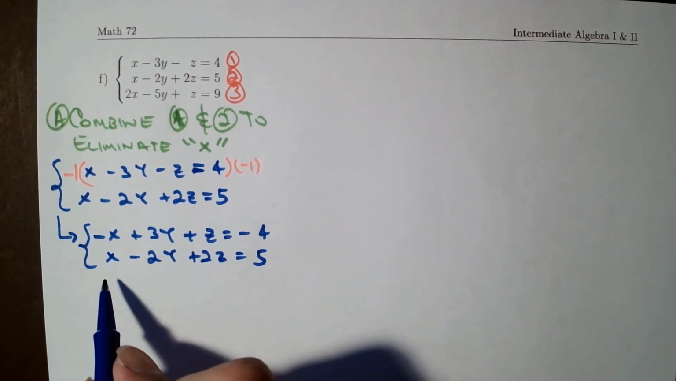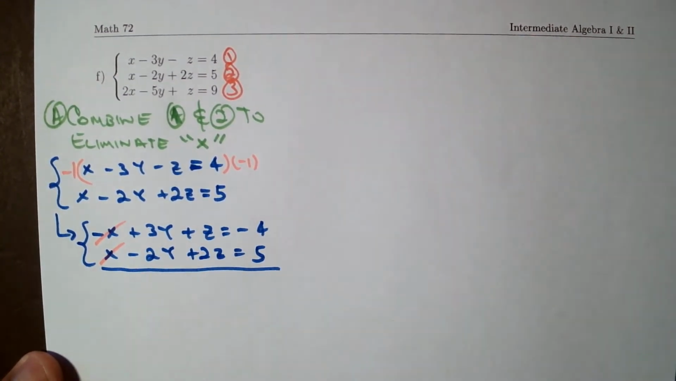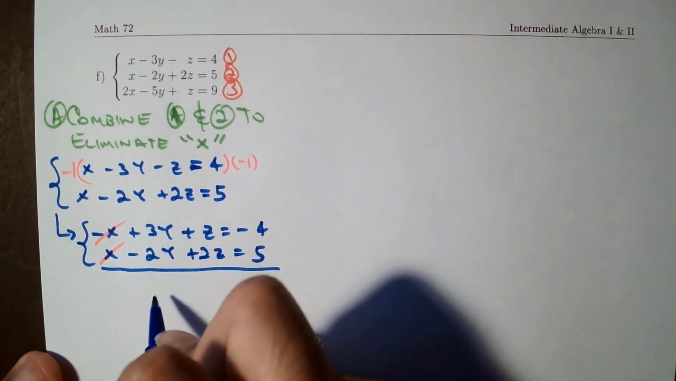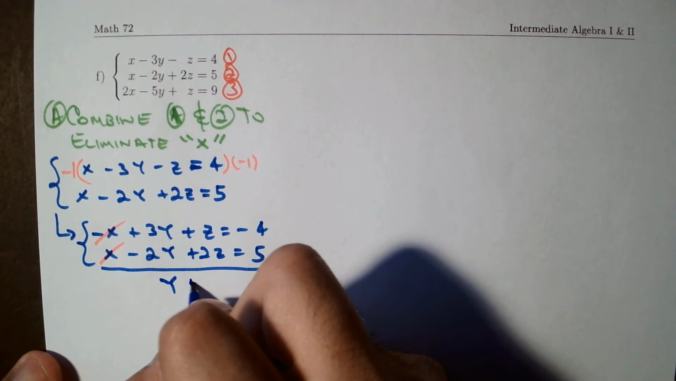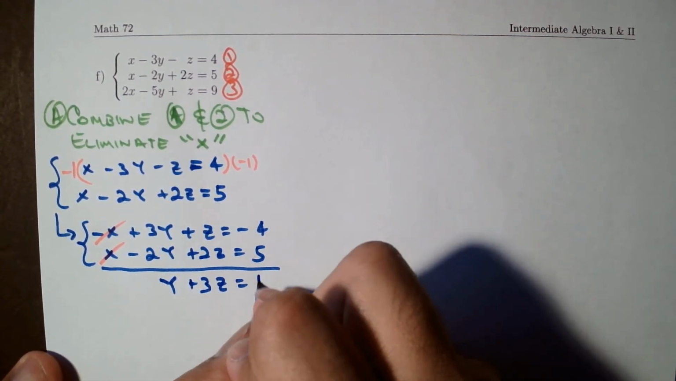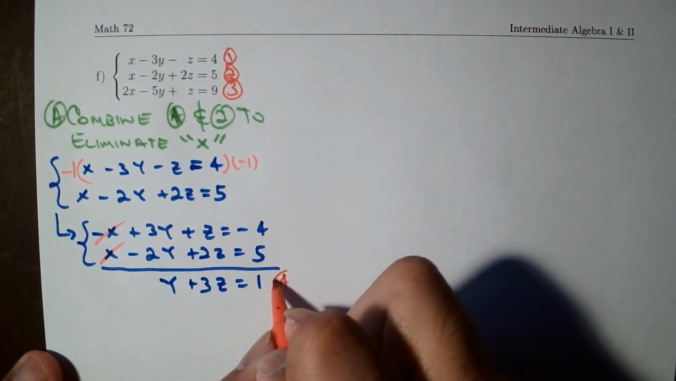All right, we're ready to combine these two equations together, and the x's go away. Combine the y, so 3y minus 2y, that's 1y, and z plus 2z, that's 3z, and 5 minus 4 is 1. And you might want to label this equation as equation 4.